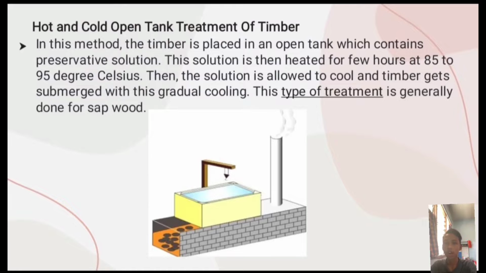Okay, next, hot and cold open tank treatment of timber. In this method, the timber is placed in an open tank which contains preservative solution. The solution is then heated for a few hours at 85 to 95 degrees Celsius. Then, the solution is allowed to cool and the timber gets submerged with this gradual cooling. This type of treatment is generally done for softwood.